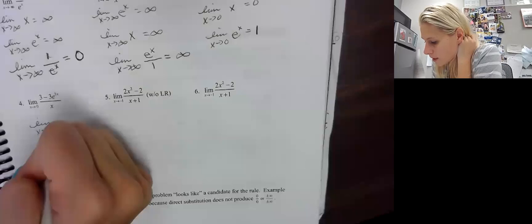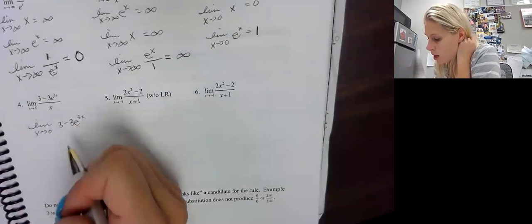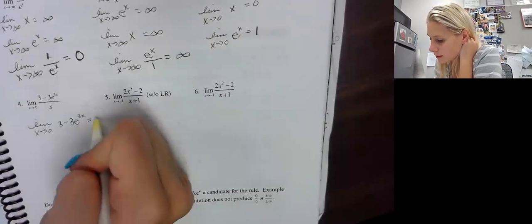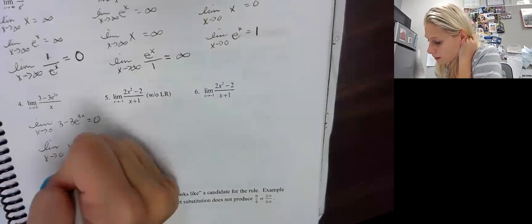So limit as x approaches 0 of 3 minus 3e to the x. Well, when I plug in 0 here, e to the 0 is 1, 1 times 3 is 3, 3 minus 3 is 0. Let's try the denominator. So x, well, that equals 0. So this means I can use L'Hopital's rule, and I'm going to state my limit.